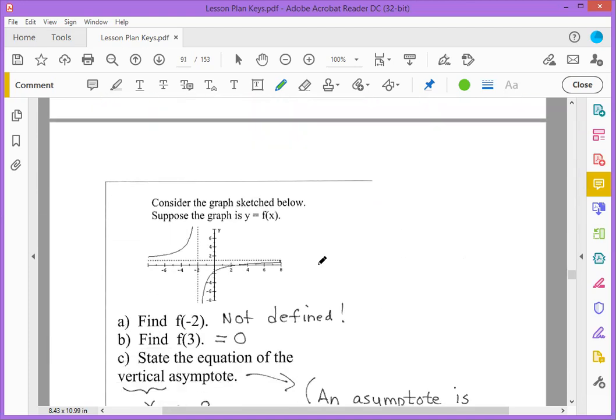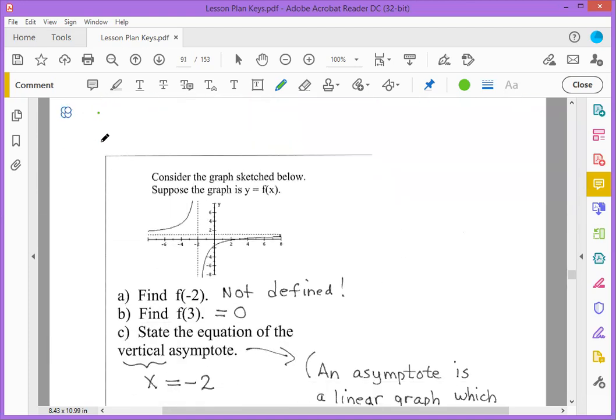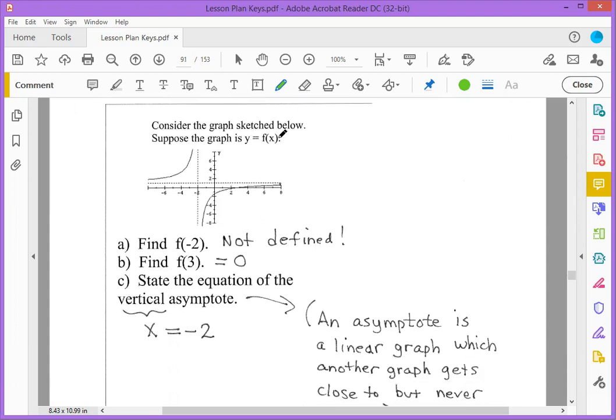Let's look at the next example. We're going to look at this graph, and we see lines on the left side and on the right side, and we want to suppose that this is the graph of the function y equals f of x. Letter A, find f of negative 2. When we are at negative 2 on the x-axis, neither of the graphs touch this point. Therefore, this function does not exist at negative 2. It's undefined.